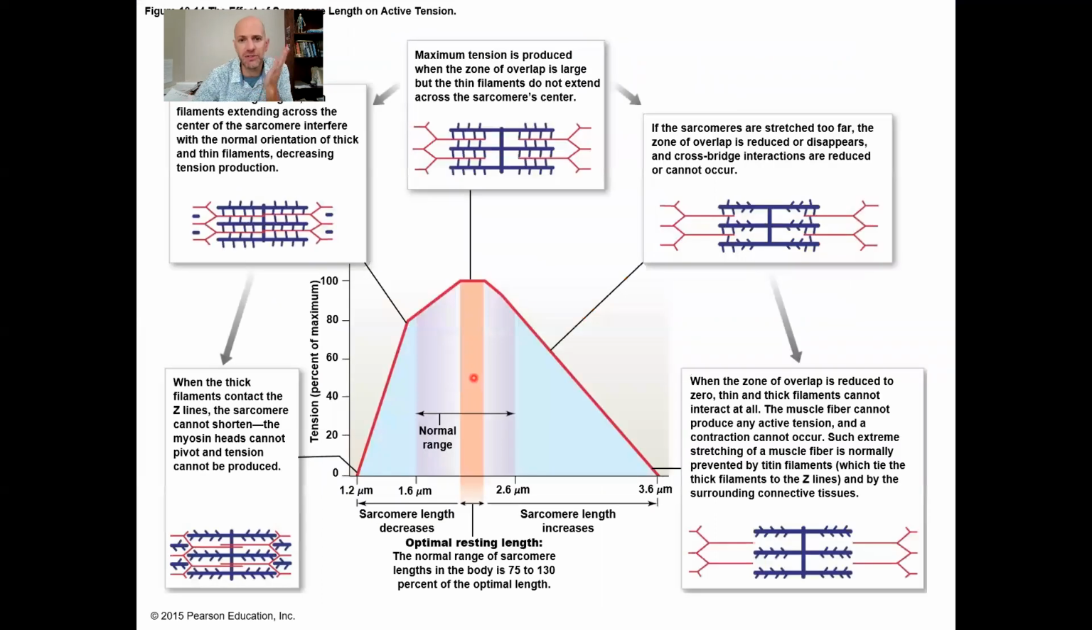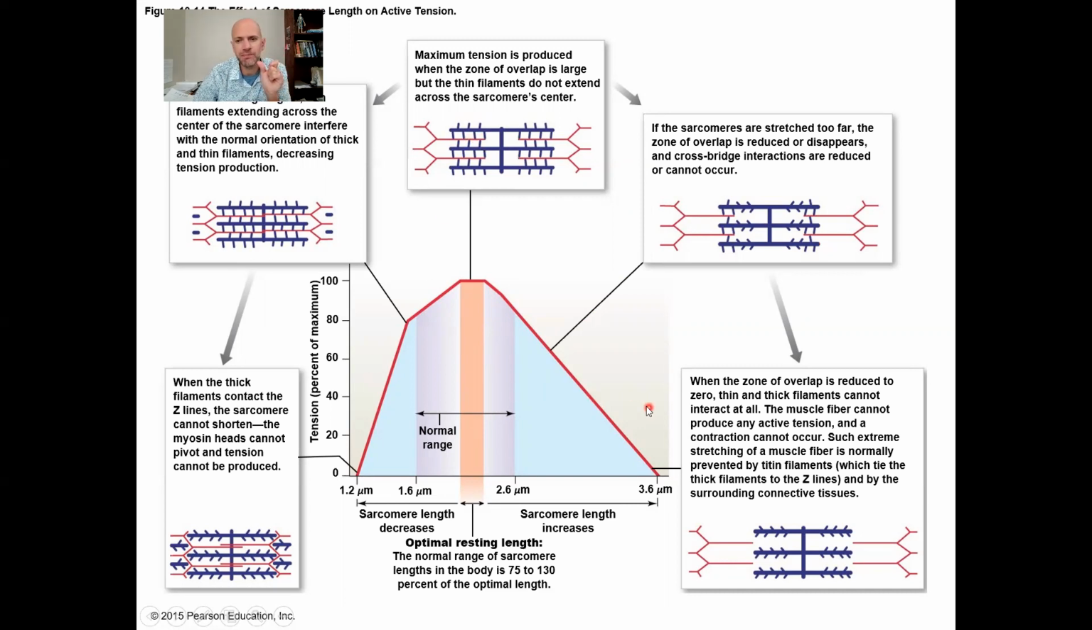Okay, so let's look at a graph. It's always easier to look at the graph. This graph here, the height of the graph, the y-axis, is the tension. Okay, maximum tension is achieved here in this red zone. And the red zone represents that optimum overlap between myosin and actin. Okay, all of the myosin head groups are able to grab a hold of an actin and pull on it.